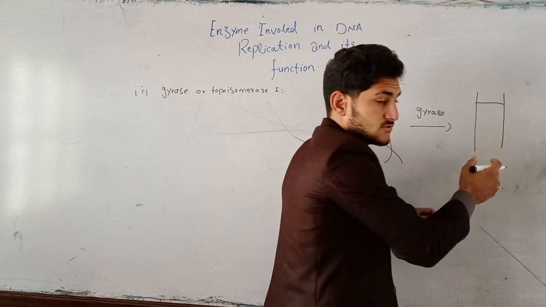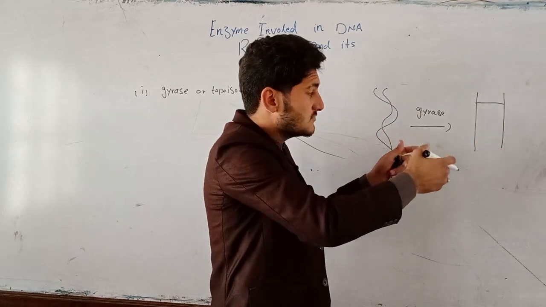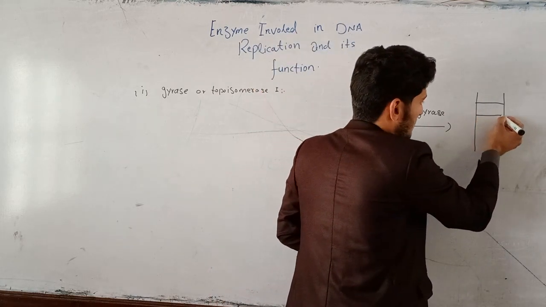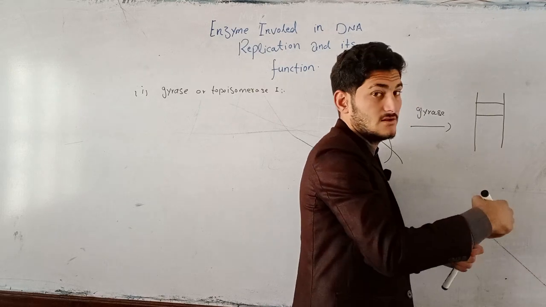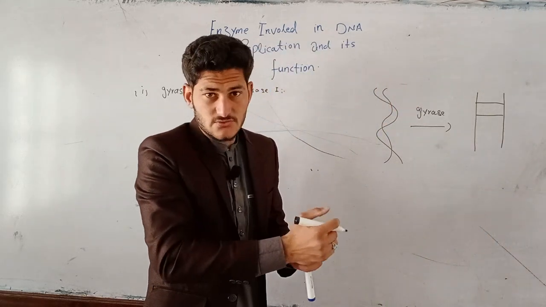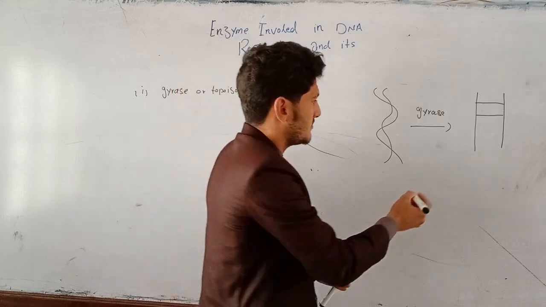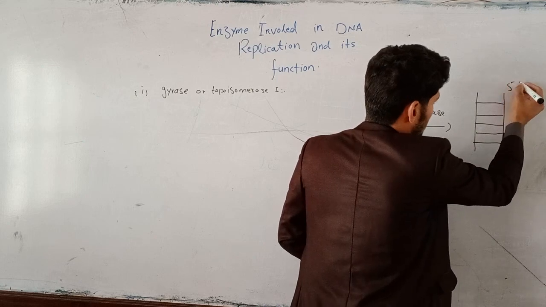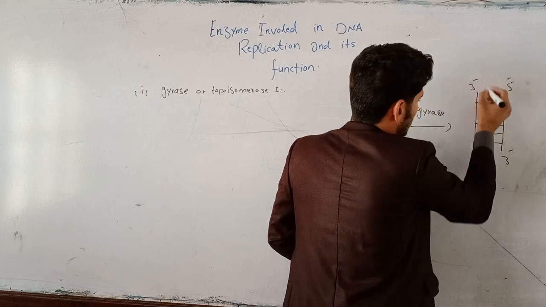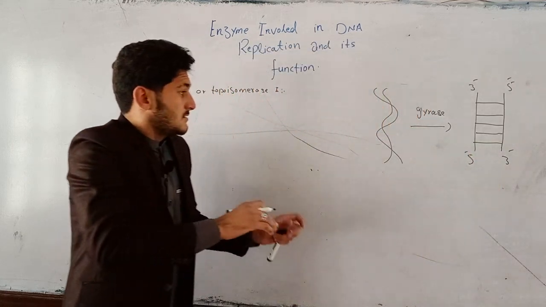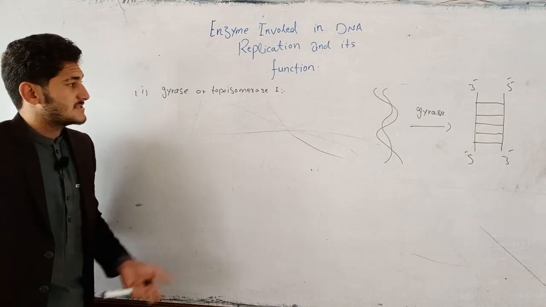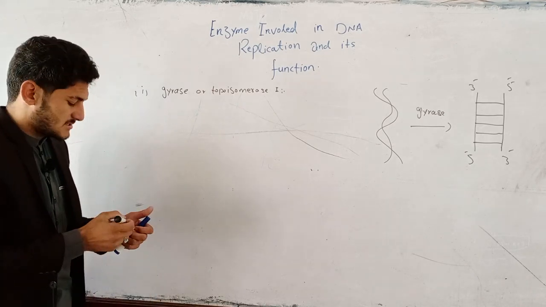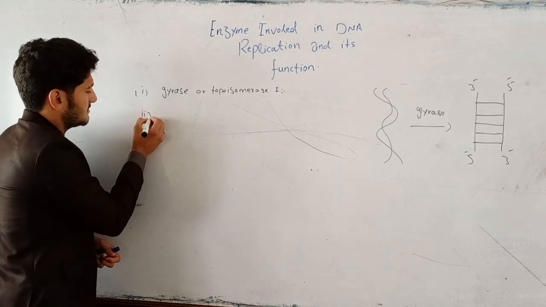We know that in the two polynucleotide chains, hydrogen bonds are present: adenine is attached with thymine by double hydrogen bonds, and cytosine and guanine are attached with triple hydrogen bonds. When gyrase performs its activity, the second enzyme involved in DNA replication is DNA helicase.